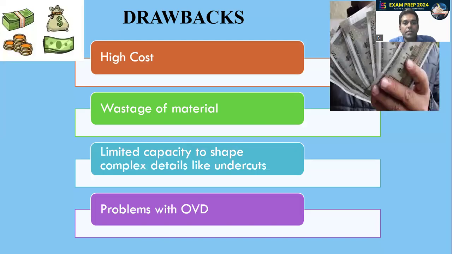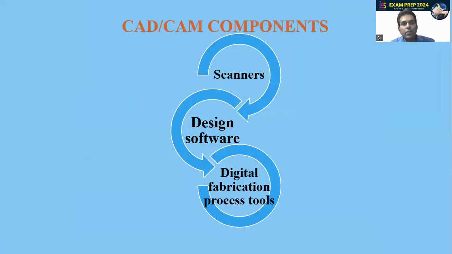Then the next drawback is limited capacity to shape complex details like undercuts, and there might be some problems with occlusal vertical dimension. Now, there are three basic components of a CAD CAM system. The first one is scanners, in which we have intraoral scanners and desktop scanners. Then the second component is design software. It is used for designing these restorations. And the third one is digital fabrication process tool.